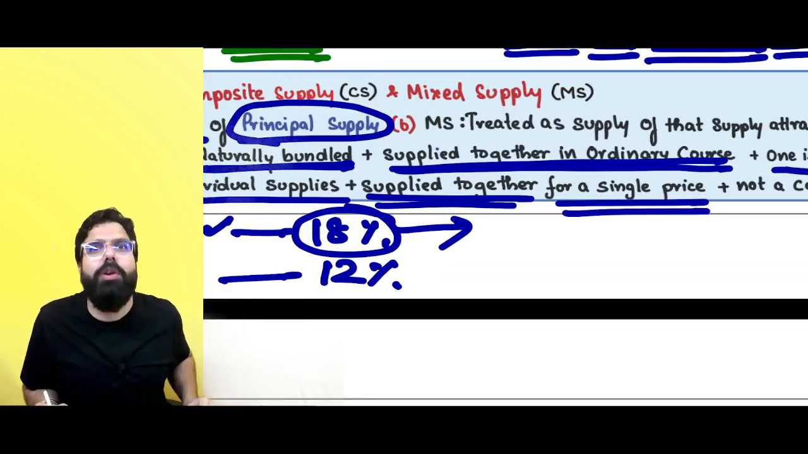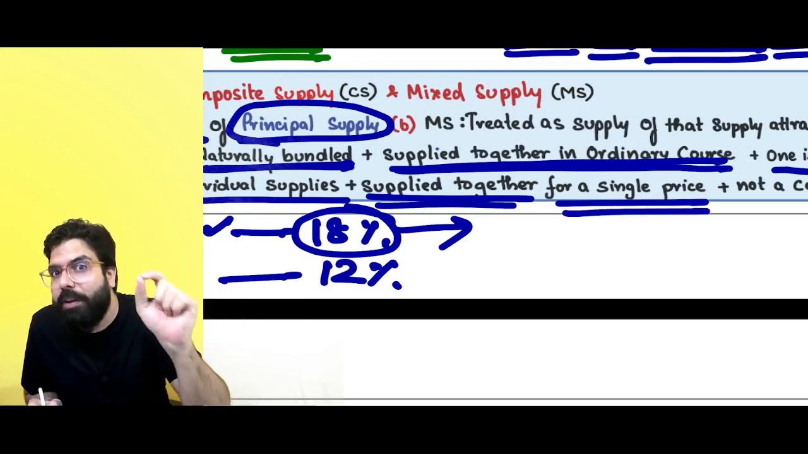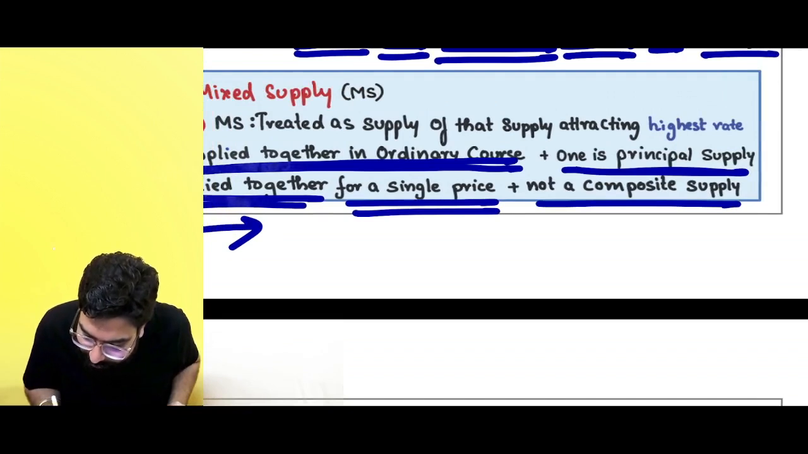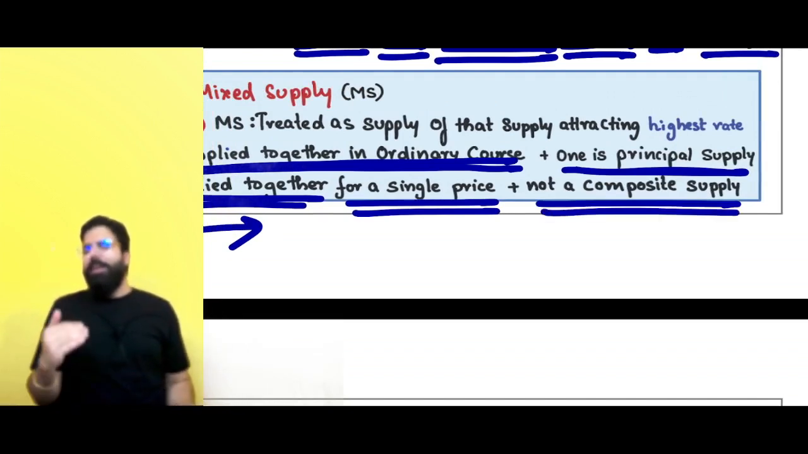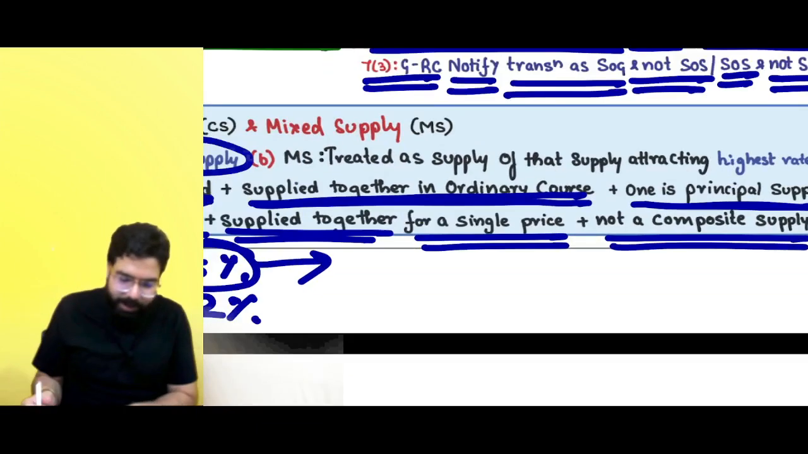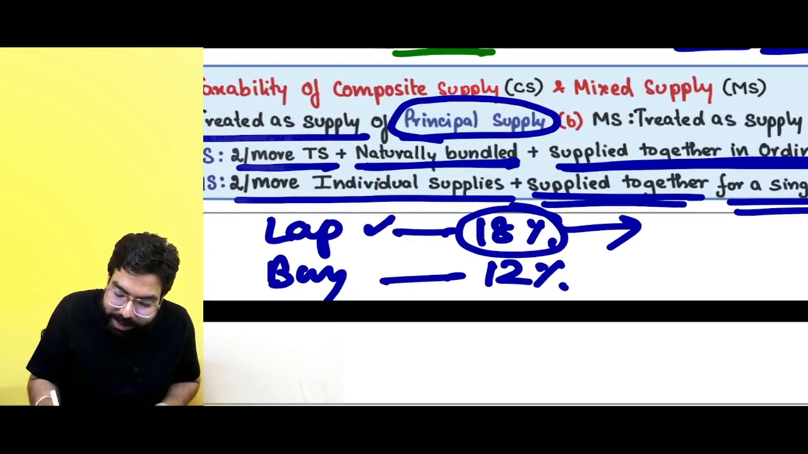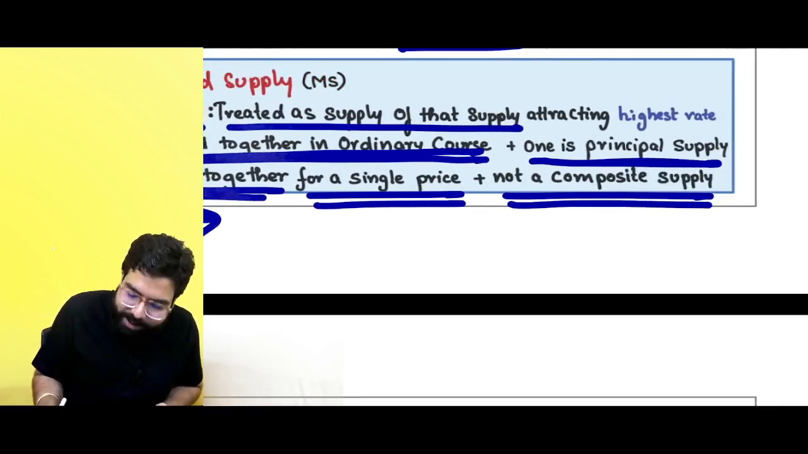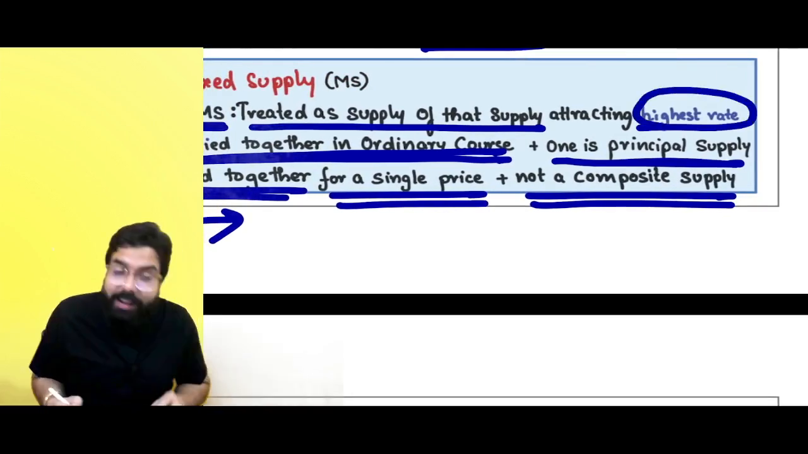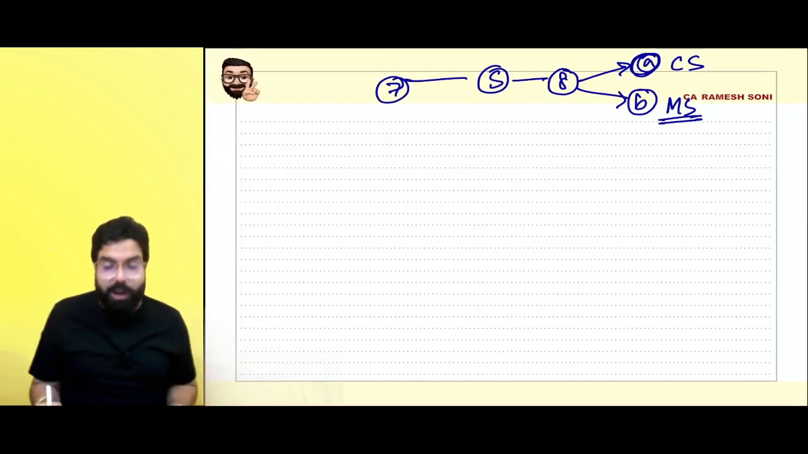Very important to note, in mixed supply it should be supplied for a single price, and it is not a composite supply. When it is not a composite supply, it shall be a mixed supply. Done, sir? Point is clear. And taxability of mixed supply shall be treated as a supply of that supply which attracts the highest rate. Highest rate shall be applicable in case of mixed supply.